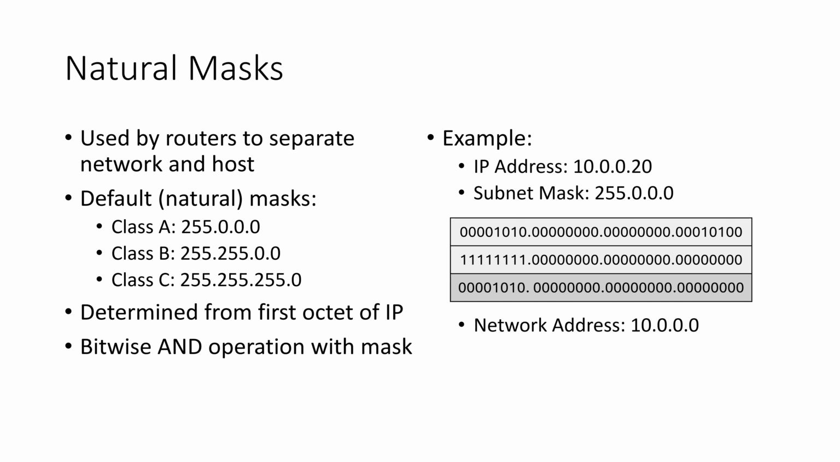To actually separate the network part from the host part, routers use a bitwise AND operation between the IP address and its mask. So for example, with 10.0.0.20 and a mask of 255.0.0.0, the AND operation keeps only the network bits, giving you 10.0.0.0 as the network address.